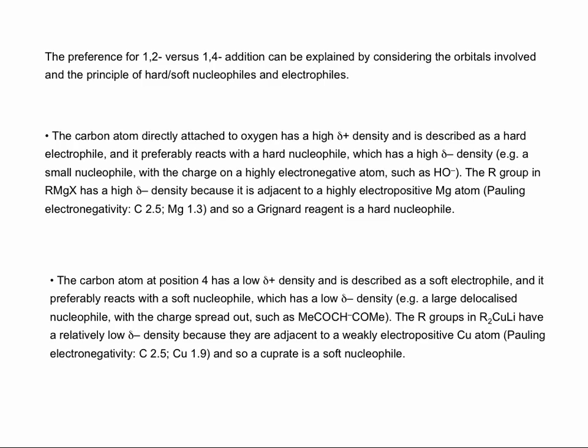In comparison, the carbon atom at the 4 position has a low delta plus density. It's described as being a soft electrophile, and it preferably reacts with a soft nucleophile which has a low delta minus density. And the R groups in a cuprate have a relatively low delta minus density because they are adjacent to a weakly electropositive copper atom, and so a cuprate is a soft nucleophile.